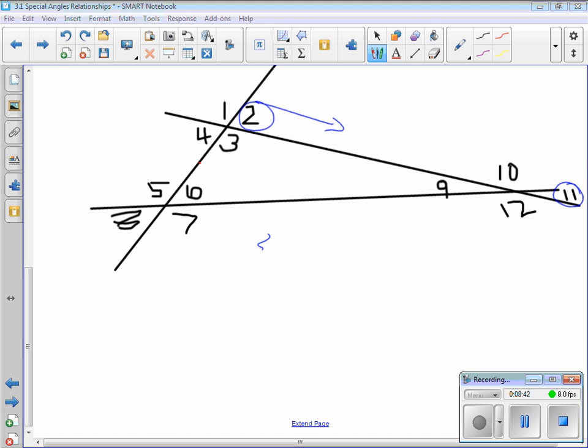And it's 11. Okay, so if you think about it, 9 goes with 4, 10 goes with 1, 12 goes with 3, and 2 goes with 11. So for some of you, that might be kind of a difficult one to look at. If you want to be able to look at this picture and set up the corresponding angles, which ones are alternate exterior angles, and so on.